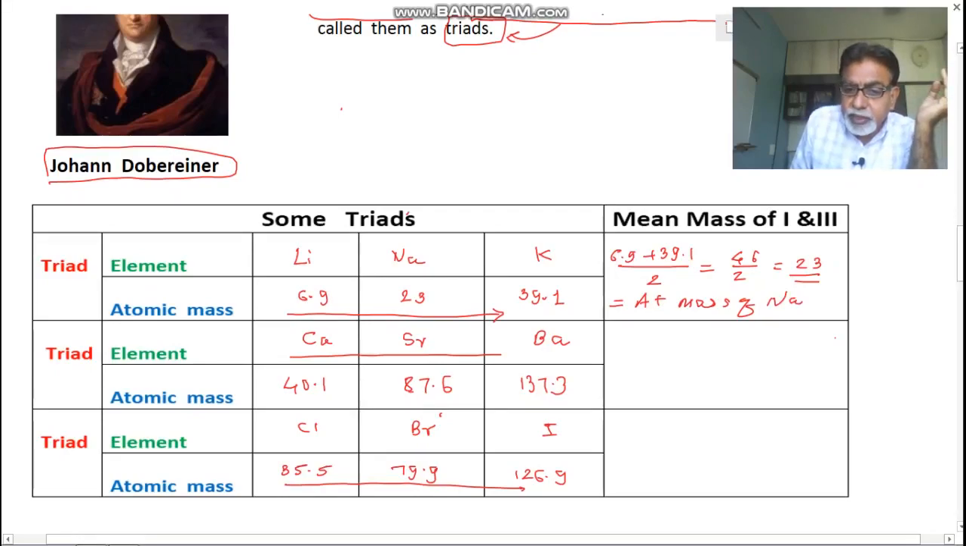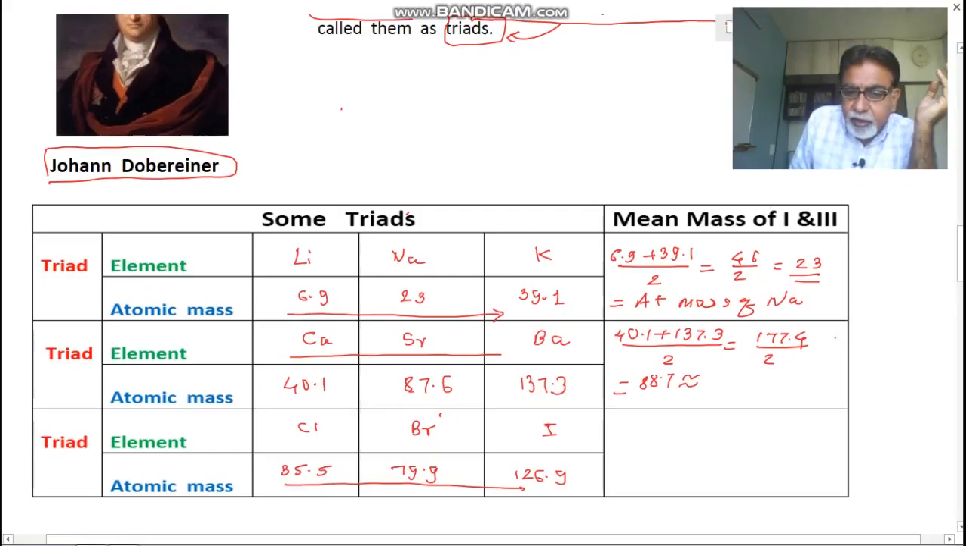Let's do the same for these two also. Calcium and barium's atomic mean we will take: 40.1 plus 137.3 divided by 2. So it is 177.4, and how much is this divided by 2? This will be equal to 88.7.